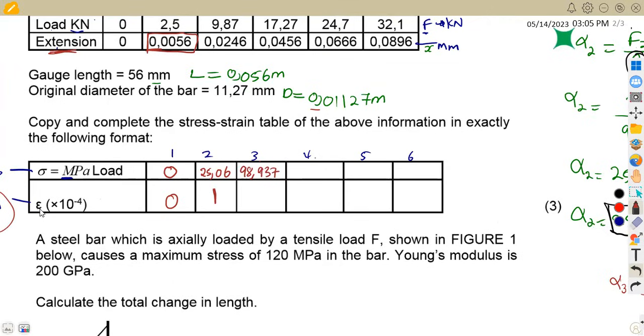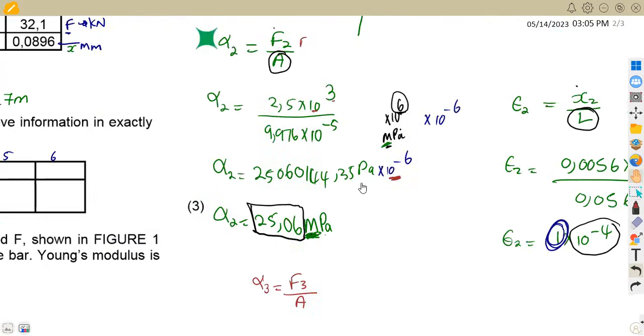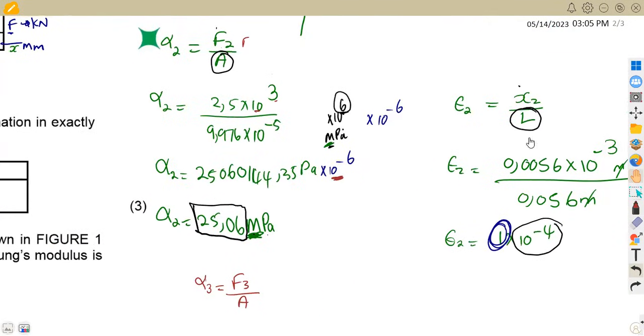All right, you do the same thing for the strain. The strain, just like what we saw here, is going to be the change in length over the original length. So the change in length here is going to be x3 over the original length. You do that, and you're going to obtain something like 4.393 times 10 to the power of -4. So what we need is 10 to the power of -4.